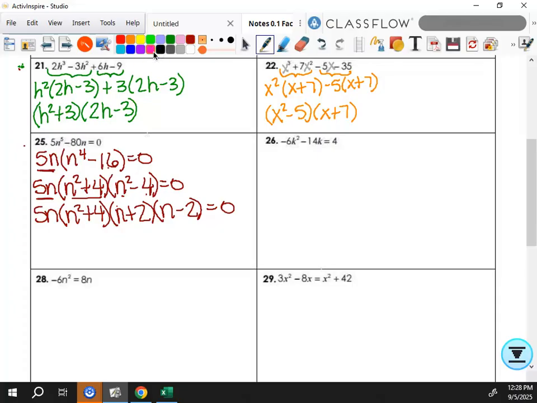So it is fully factored. Now I need to solve it, which means you take each little term. So I'm going to take this 5n, and I'm going to set it equal to 0. If 5n equals 0, then n equals what? 0. Divide both sides by 5, right? Then I got to take this, n squared plus 4, set that equal to 0. So n squared equals negative 4.